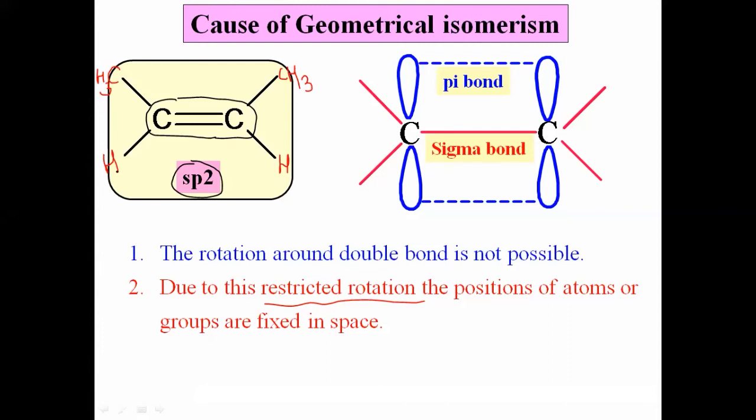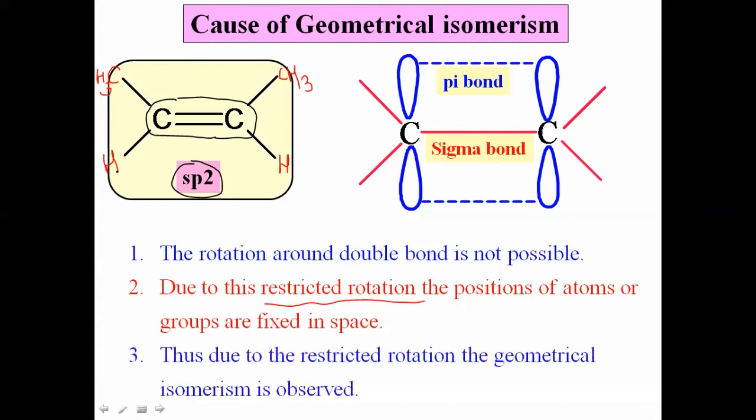And therefore geometrical isomerism is observed. Okay, in alkene, in a double bond containing compound, there is one sigma and one pi bond, and due to this situation, rotation about carbon double bond carbon is not possible, and due to restricted rotation, the positions of atoms or groups around the double bond remain fixed.